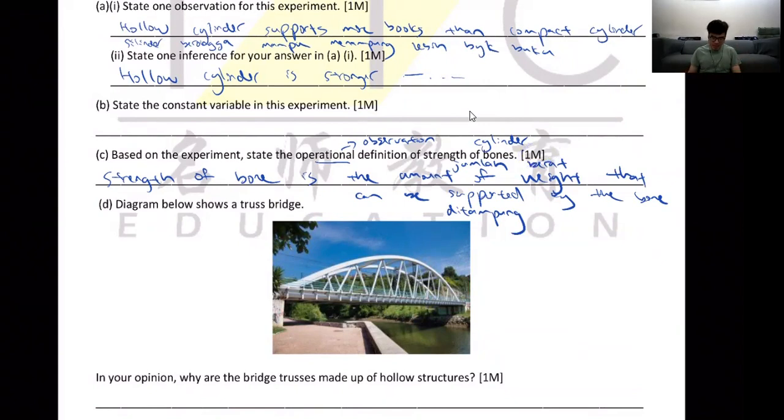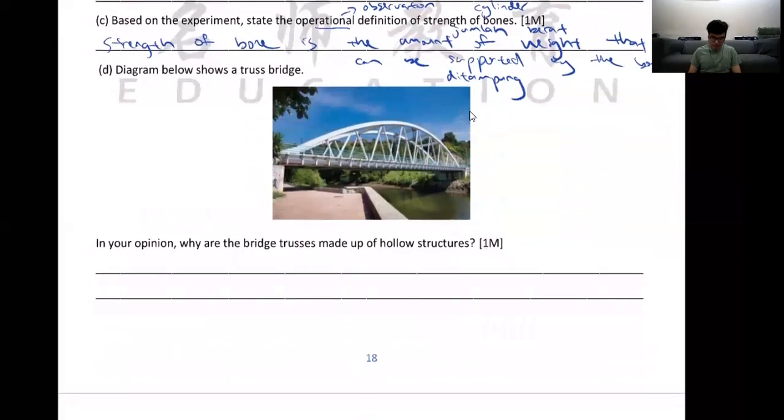Anyway, so D, this is a truss bridge. In your opinion, why are bridge trusses made out of hollow structure? Because it can support more weight, obviously. It can support heavier load, or because simply it is stronger. I don't know what else you expect. Boleh menampung berat yang lebih banyak or lebih kuat. Practice yourself.